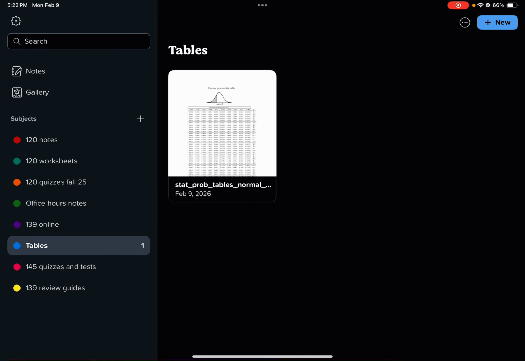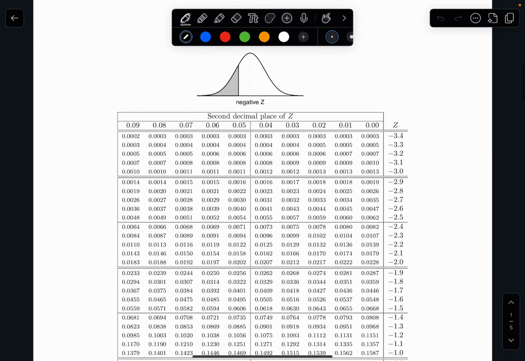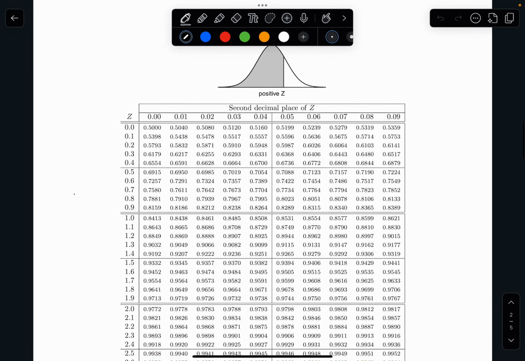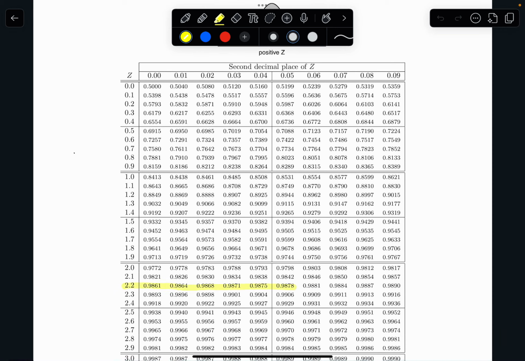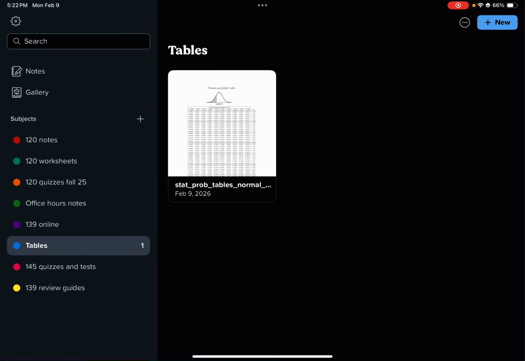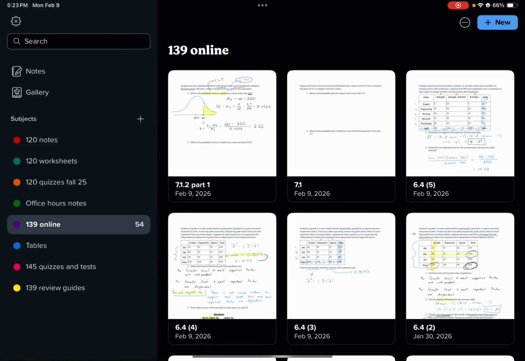So returning to my probability tables, we're looking for the positive z-score. Here is positive 2.2. I'm looking at this row right here. My second decimal place is a 2, so we're looking at this column, which means that the area to the left is 0.9868, but of course that's not what I asked you to find. I asked you to find the area to the right. So we're just going to have to do the complement really quickly.